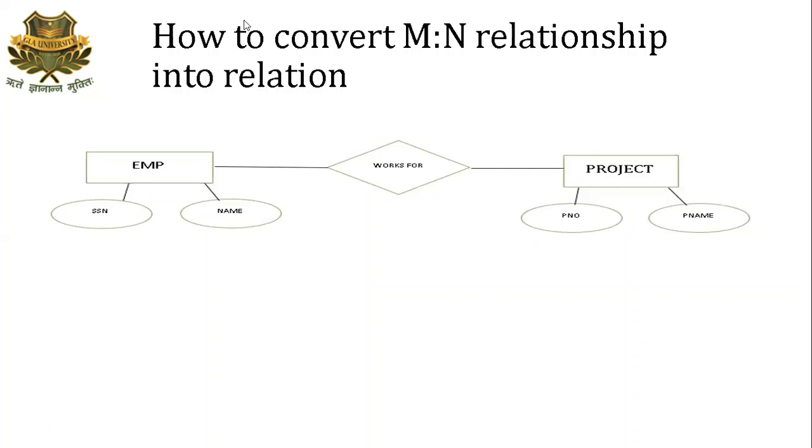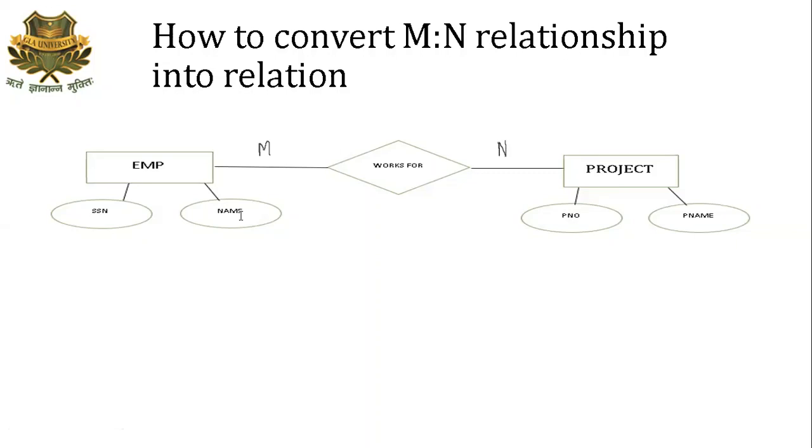Here I've taken the example of an organization where a number of employees are working and a number of projects are running, right? And M number of employees belong to N number of projects. This cardinality ratio we have already discussed, right? So if the cardinality ratio is M:N, then how can you reduce this ER diagram into tables, right?